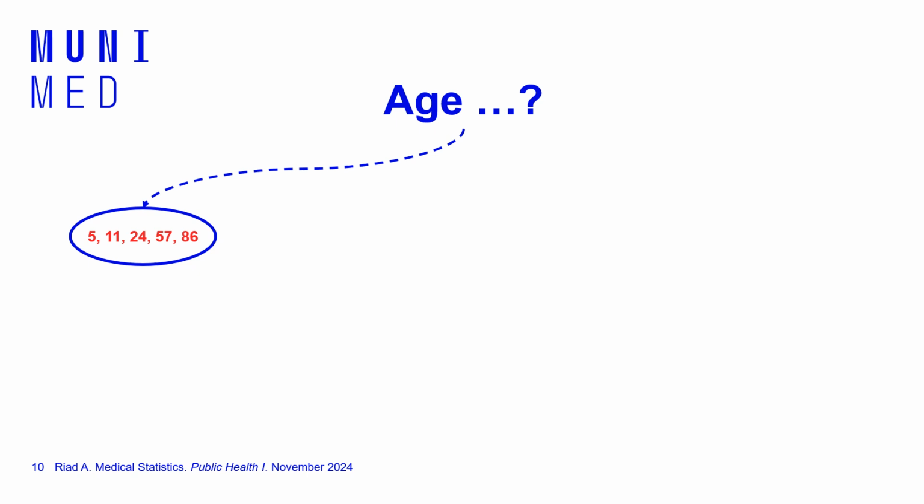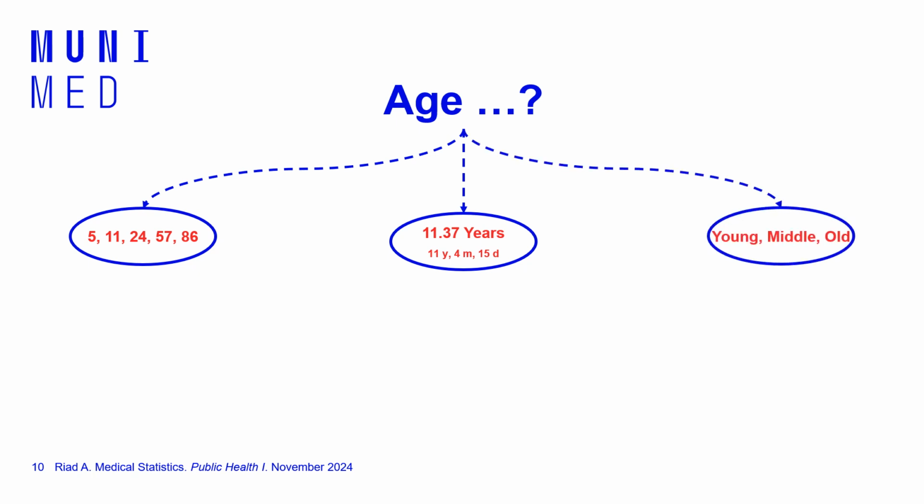Then let's think about this example, age. How can we describe age? We have probably several methods or several ways. We can describe age as 5, 11, 24, 57, 86 years old, and we can also describe it as 11 years, 4 months, 15 days, and we can say it as 11.37 years. And we can also describe age as young age, middle age, or old age, right?